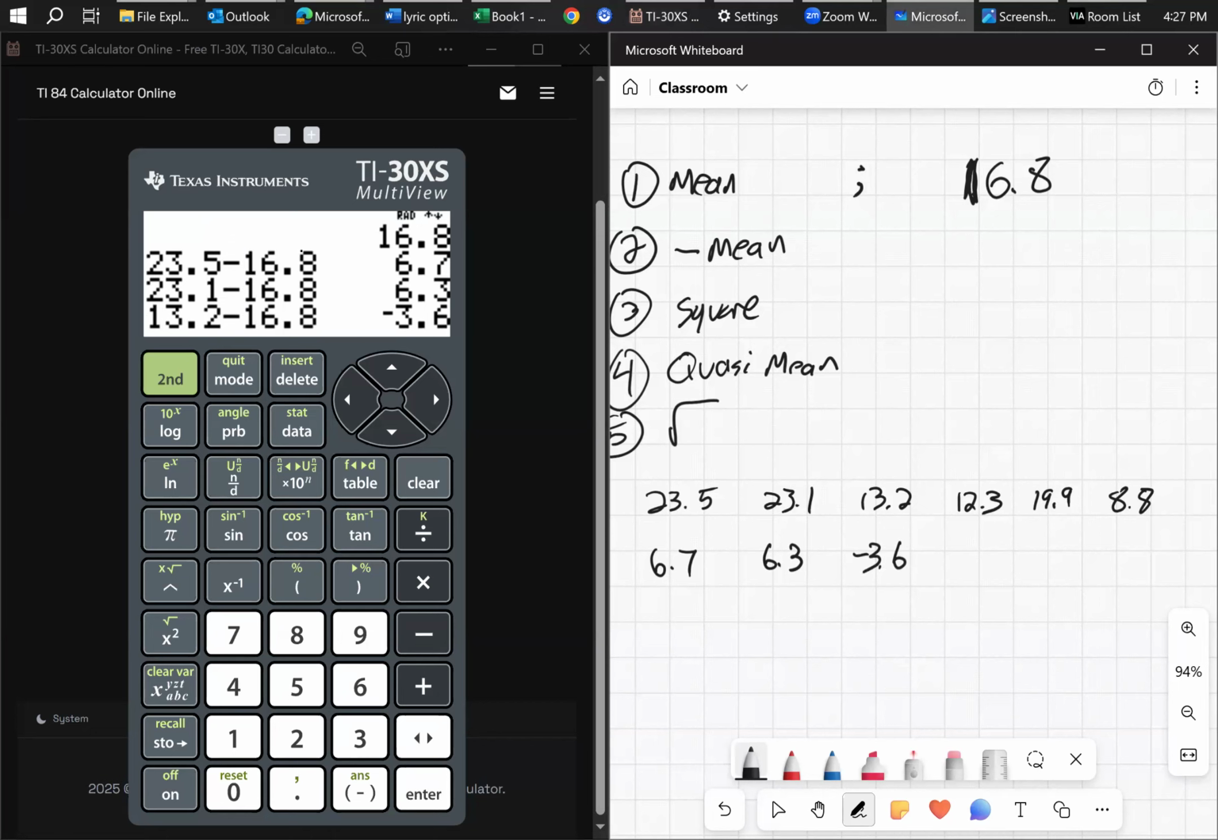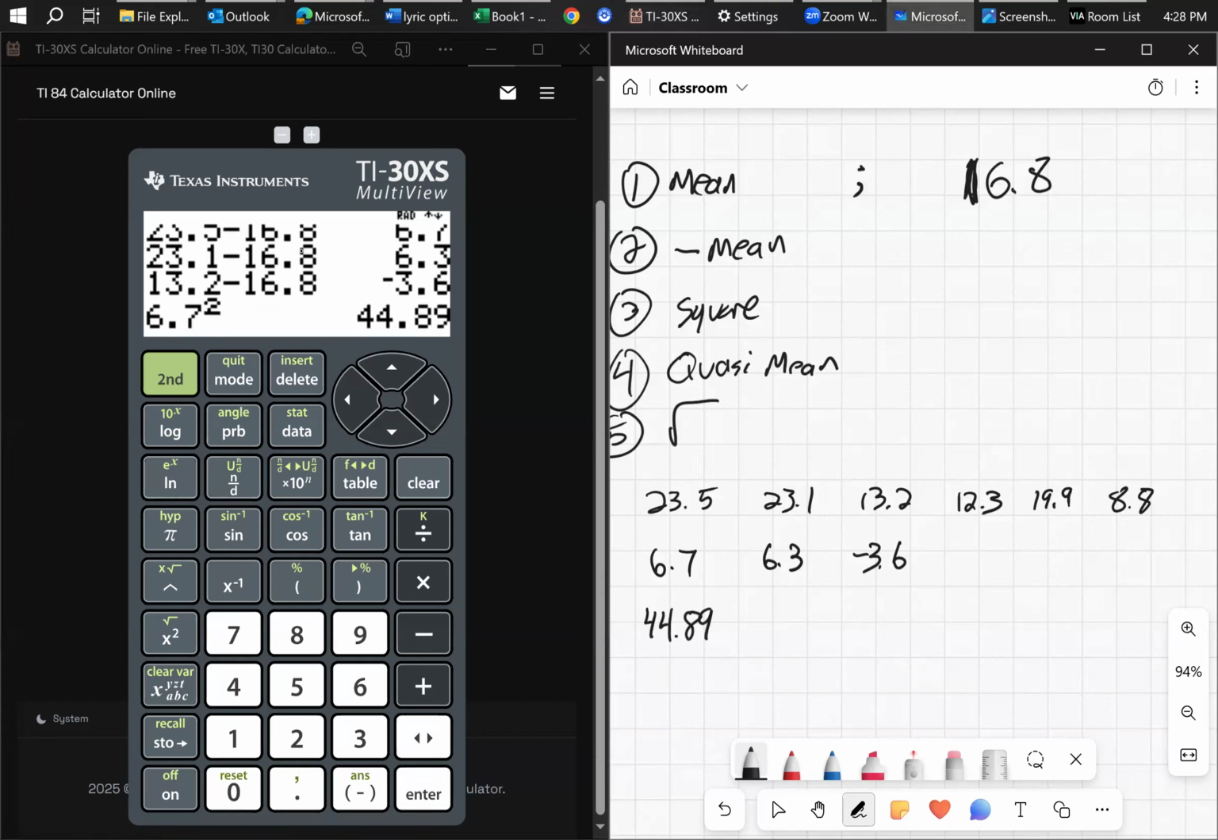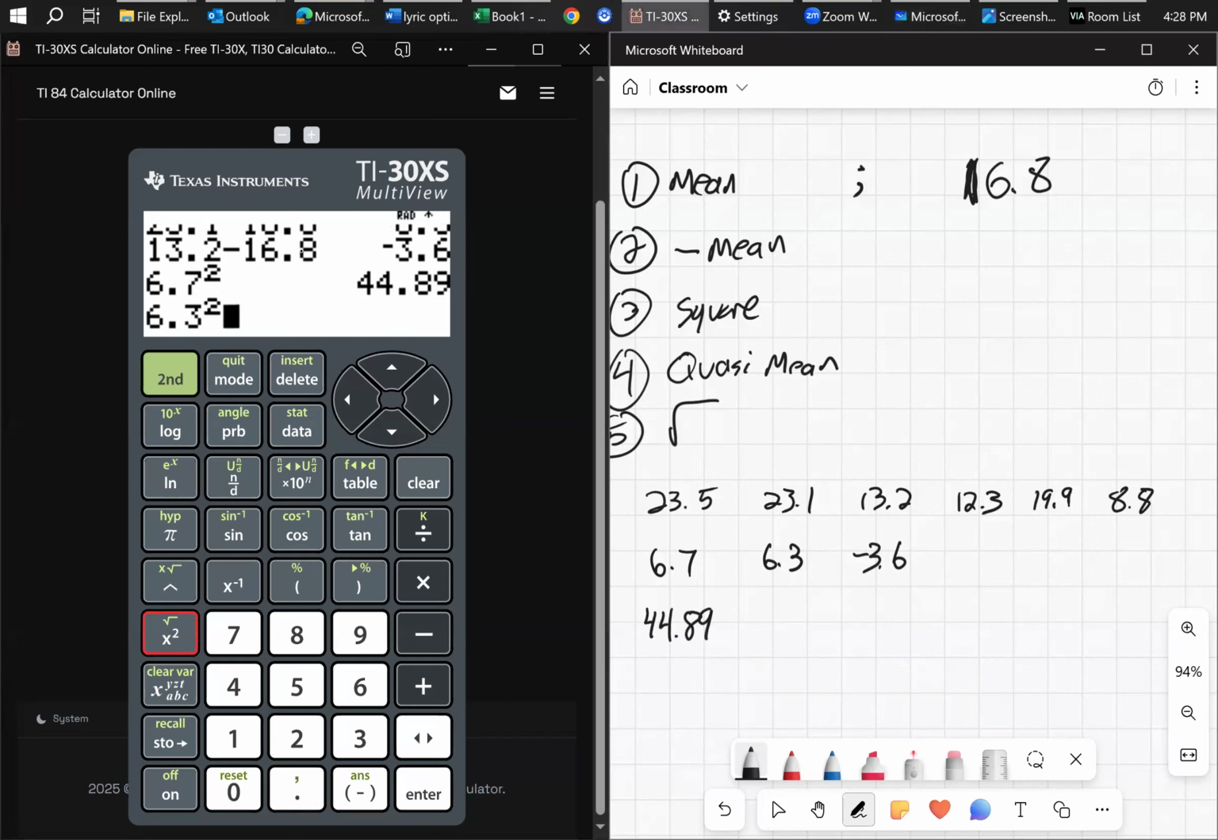Now, there's still some more to do, but I want to show you a way to speed this up a little bit, not a lot, but to show your work, this just takes some time. With the 6.7, for example, the next step would be square it, and then you get a number for that. And the 6.3 squared, 39.69.